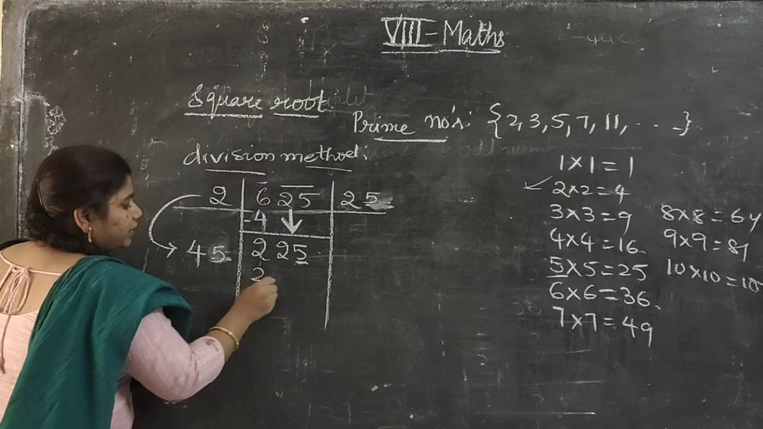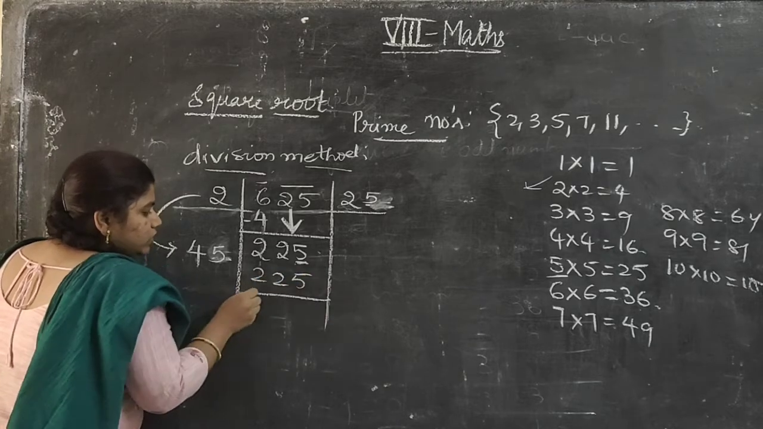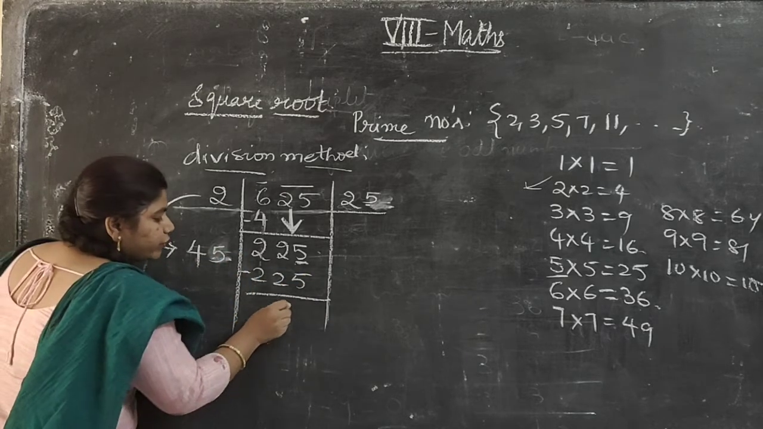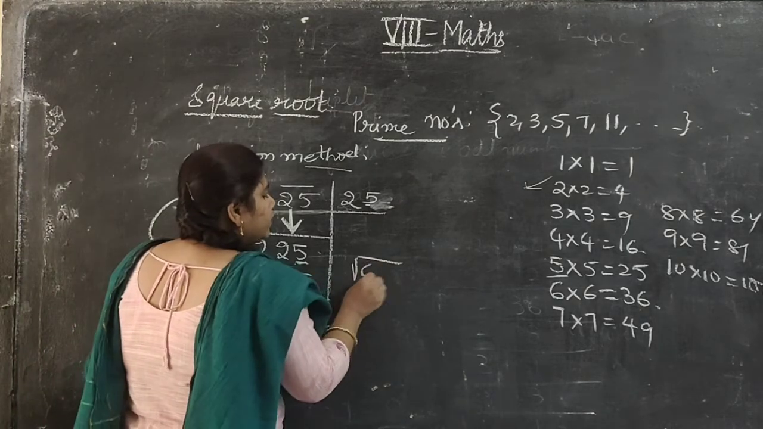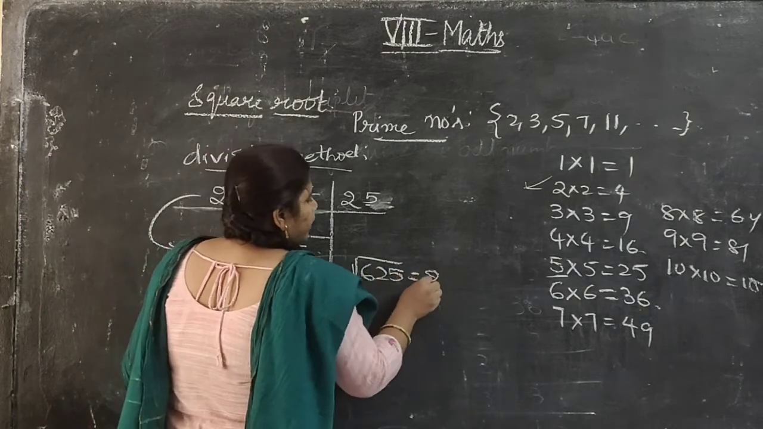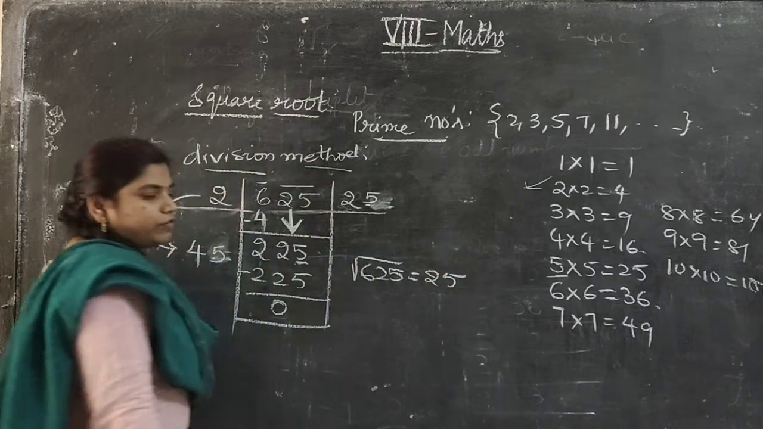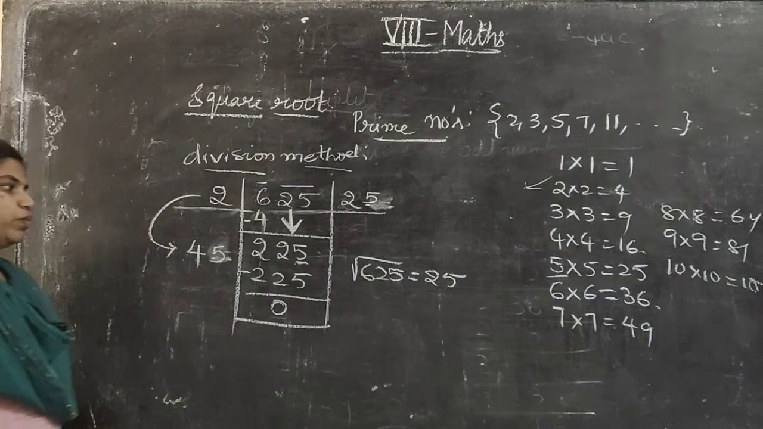5 5s are 25, so 225 minus 225 will be equal to 0. So what is the square root of 625 here? The square root of 625 is 25, because 25 into 25 is 625.